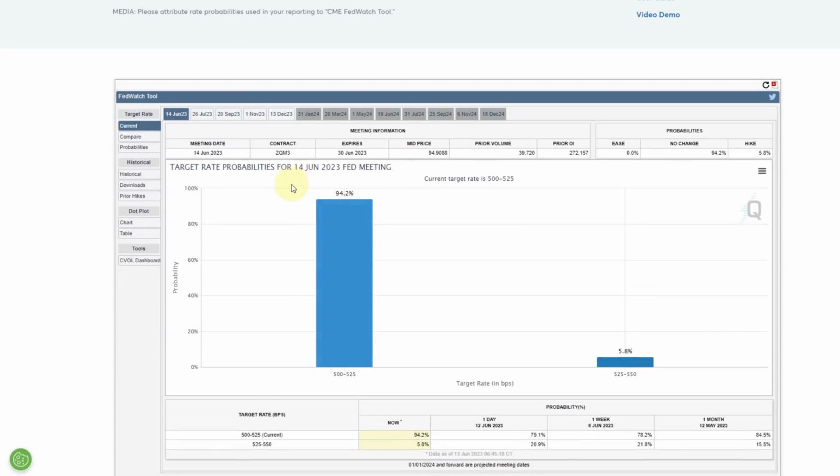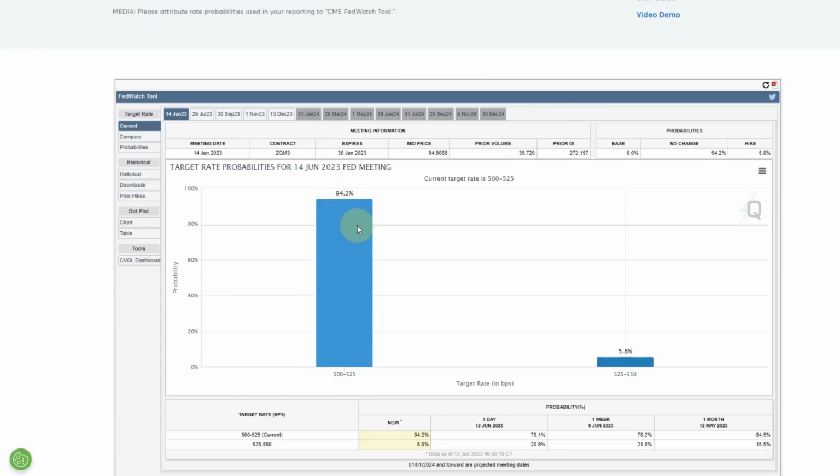Obviously, there is a very strong majority or high probability in terms of, okay, there will not be any interest rate increase. So the left bar shows no interest rate increase. Everything stays as it is because the current rate is 500 to 525 basis points, and 525 to 550 would obviously be a 25 basis point increase. Really the minority, or in terms of probabilities, very low probability. So at the moment we can be looking forward to no interest rate increase.